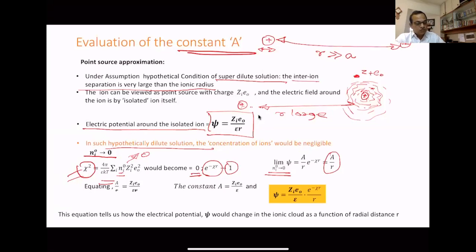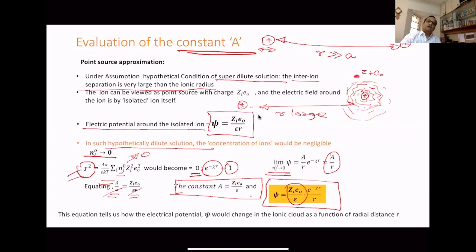Okay, so now I can equate these two equations, this one for psi and the previous equation. If you equate that, then r will go. And what I get is the constant A is equal to Zi E0 upon epsilon. Now I can substitute this value, A equal to Zi E0 upon epsilon, in my previous equation. This is going to be my electrical potential changing with radial distance r.